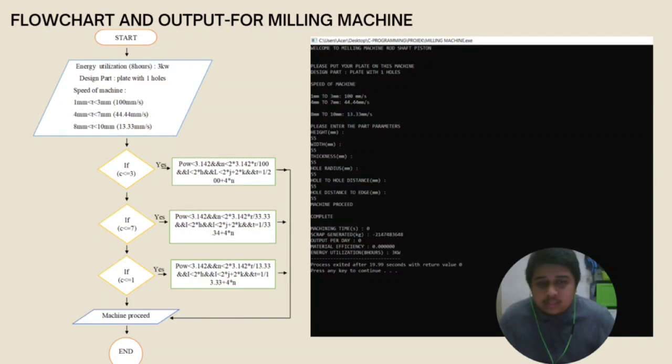And the second is on the right side, which is the output. It shows that first we must put our plate on this machine, and the decision part, which is plate with 1 hole.